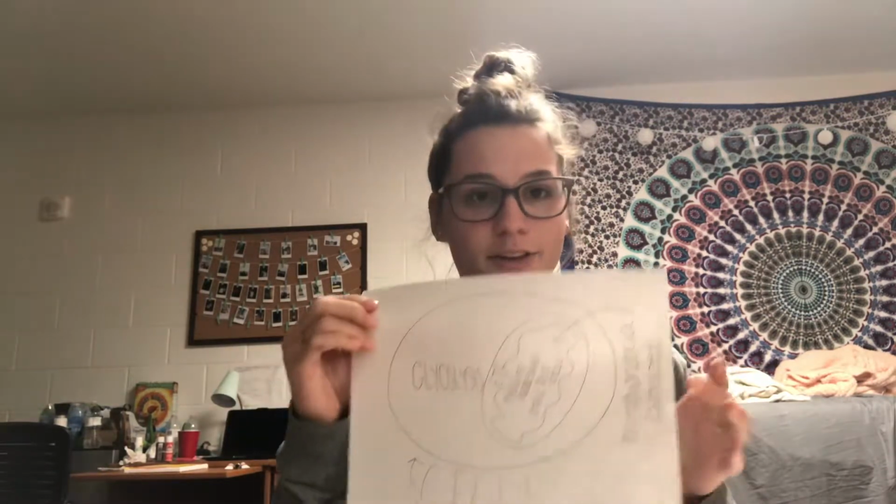So here's my little cell that I drew. This is the cell, here's the mitochondria. So cellular respiration has 4 steps: glycolysis, pyruvate processing, the citric acid cycle, and ETC, which is the electron transport chain.